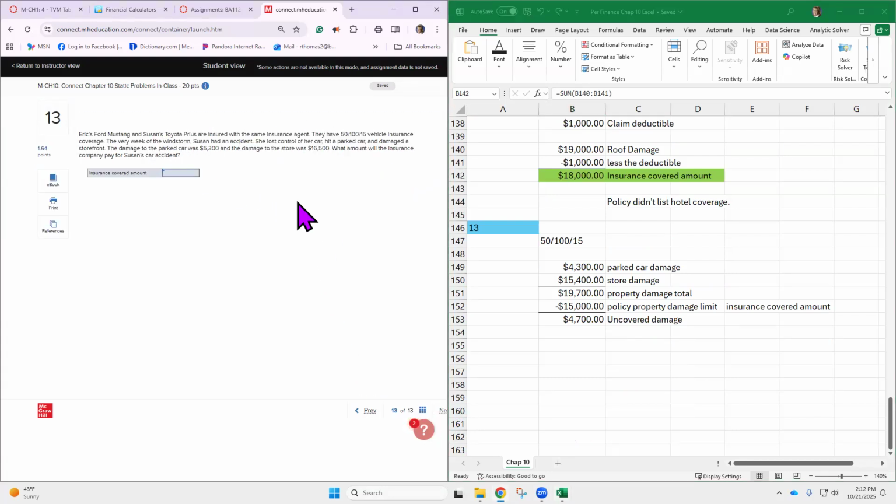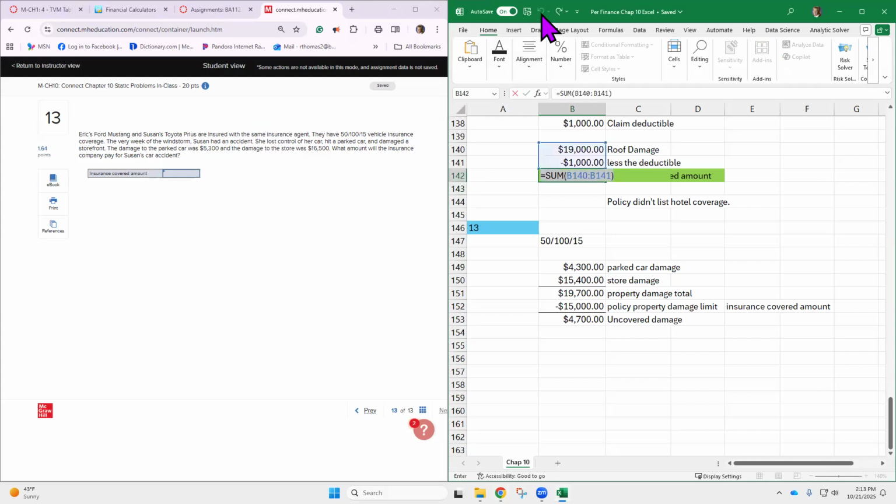Okay, last question is another automobile policy. So we've got Eric's Ford Mustang and Susan's Toyota Prius are insured with the same insurance agent. They have 50, 100, 15 vehicle insurance coverage. The very week of the windstorm, Susan had an accident. She lost control of her car, hit a parked car and damaged a storefront. The damage to the parked car was 5,300 and the damage to the store was 16,500.